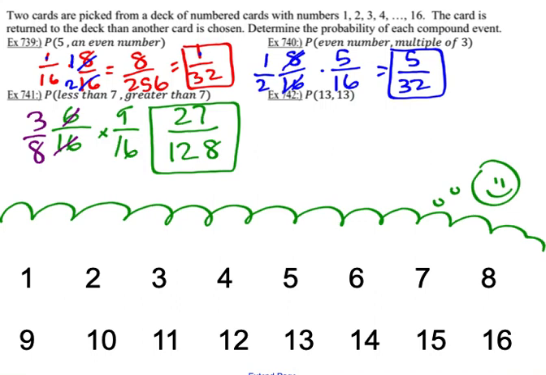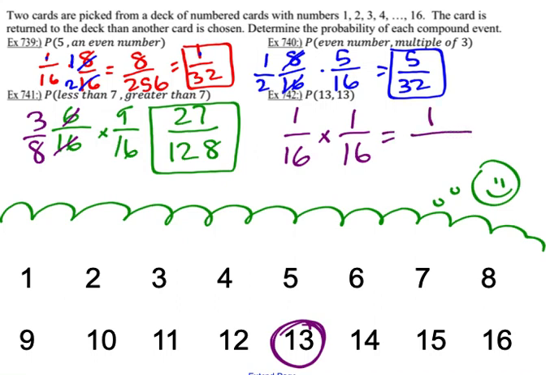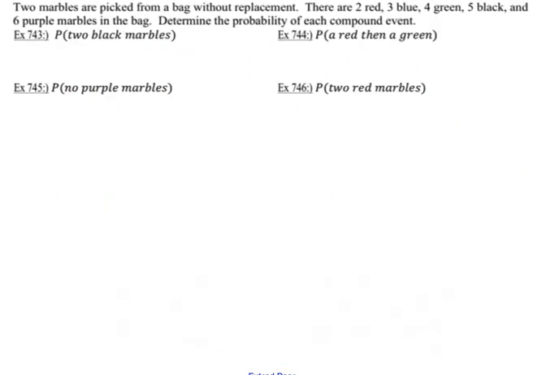Next, the probability of picking 13, followed by picking 13. Now if you pick 13, there's only one 13 out of the 16. And for the second time, if you're going to pick 13 again, there's only one 13 out of the 16 options. This gives you a probability of 1 out of 256. Quite unlikely to occur. Okay, let's look what happens with dependent probabilities.